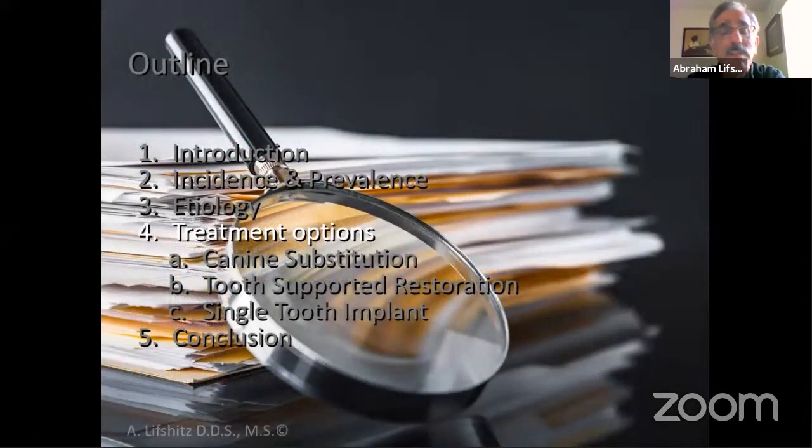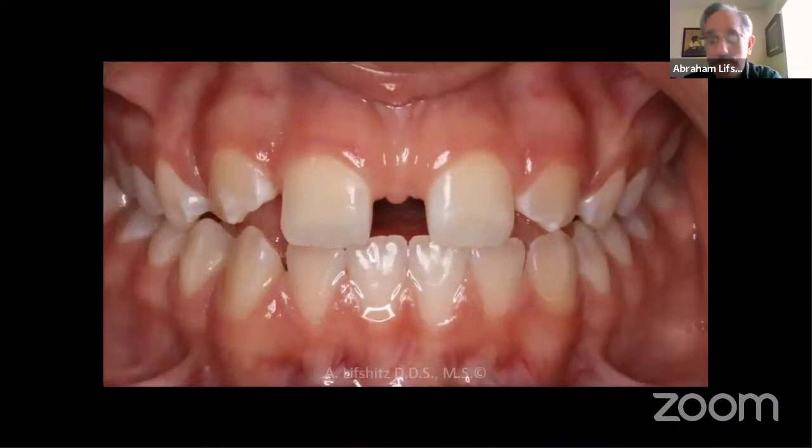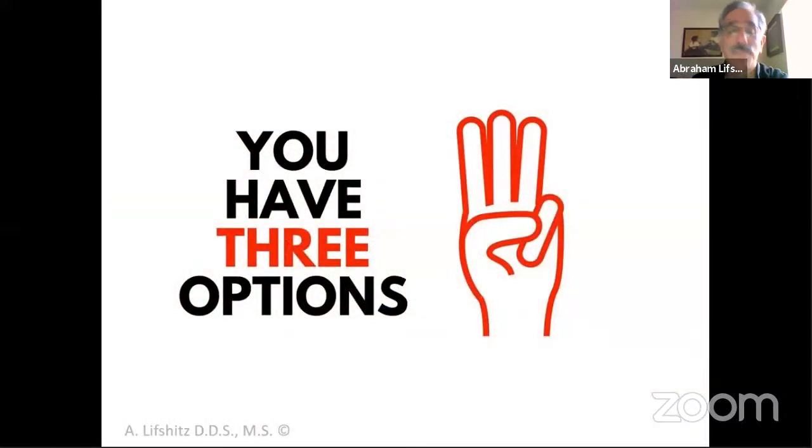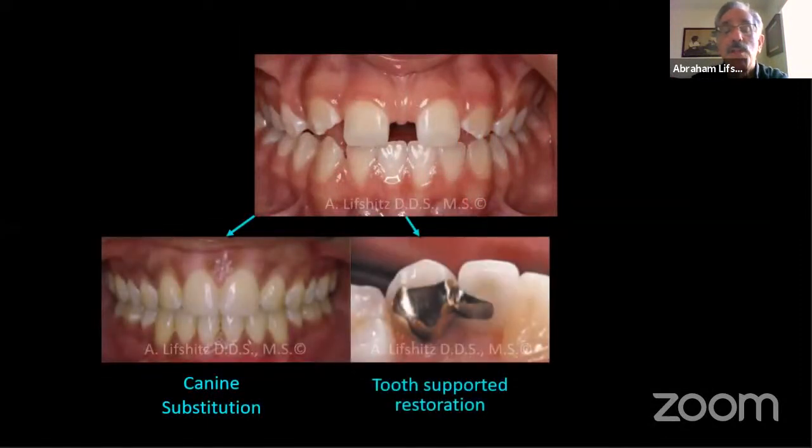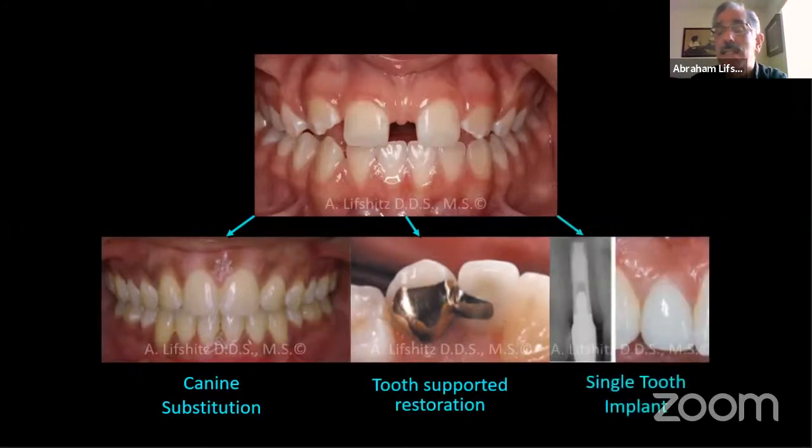So what are the treatment options? If you have a patient with congenitally missing lateral incisors, you have three options. The three options are canine substitution, tooth-supported restoration, or a single tooth implant.